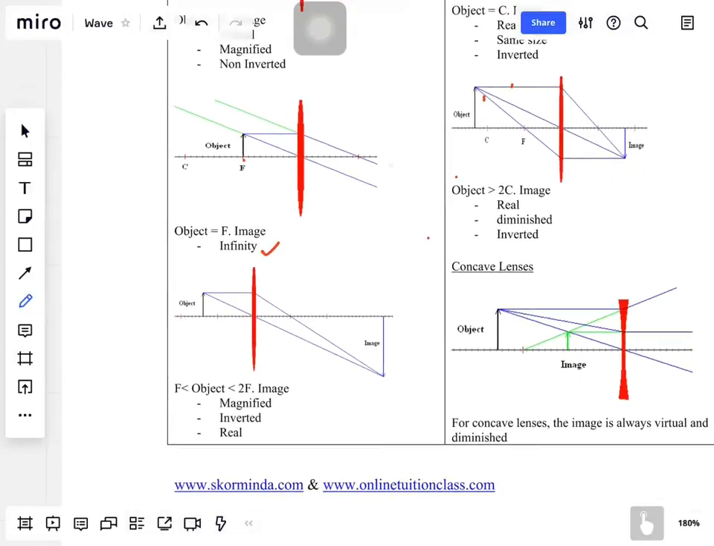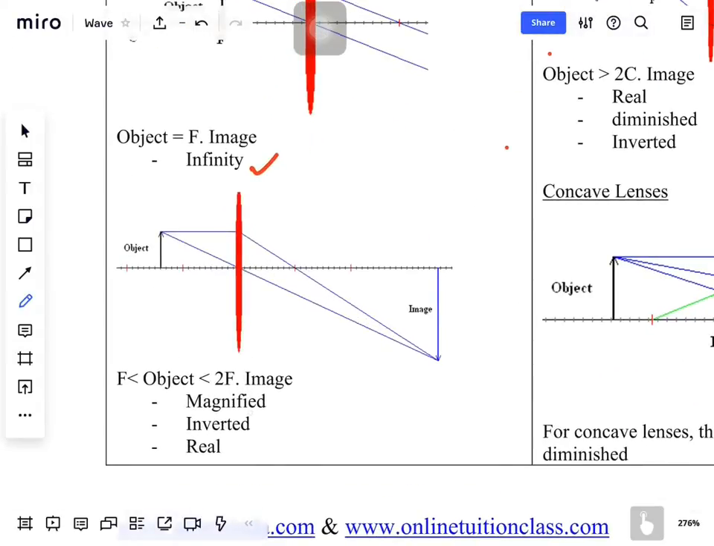Okay, let's look here. If the object is placed between the F and the C, or the 2F, you can see over here, each of the red color dots, the red color line you see here, tells you the focal point. Between F and 2F, the image is magnified, inverted, and real.